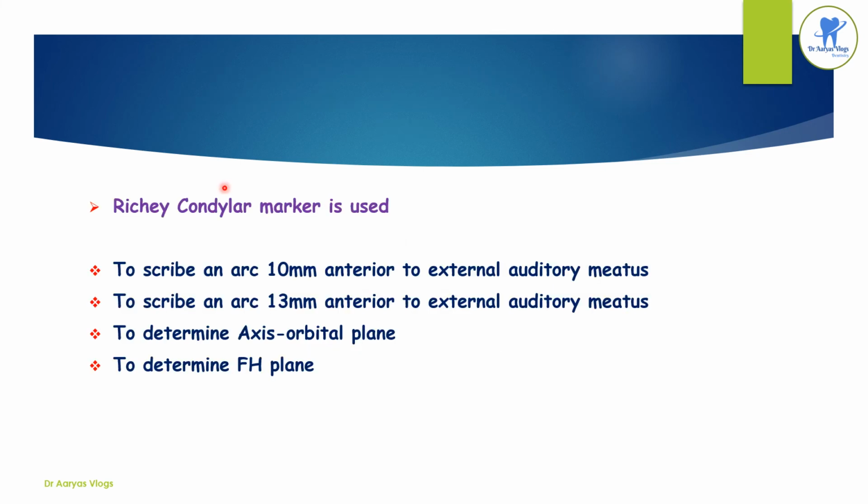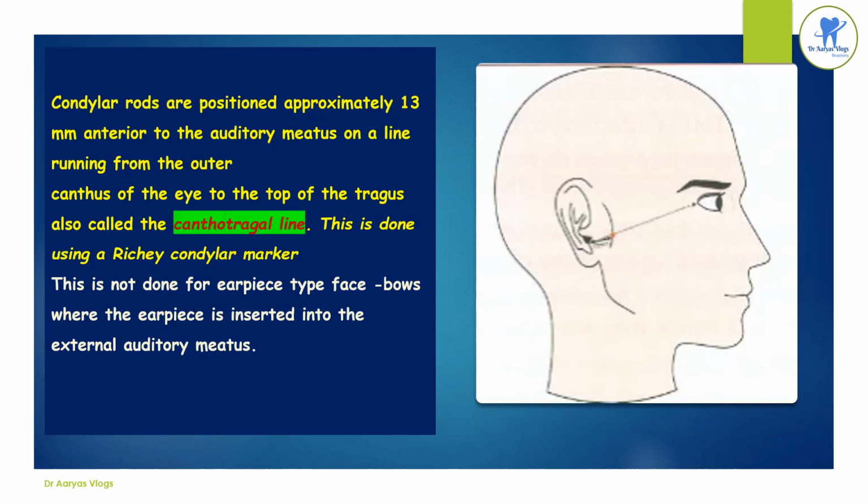So coming to the next question, the Ritchie condylar marker is used to scribe an arc 13 mm anterior to the external auditory meatus, to determine the axis orbital plane, and to determine the FH plane. What is the answer? This is the Ritchie condylar marking. Okay, here is the Ritchie condylar marking. This is the external auditory meatus, and what does this point? This point is the 13 mm.